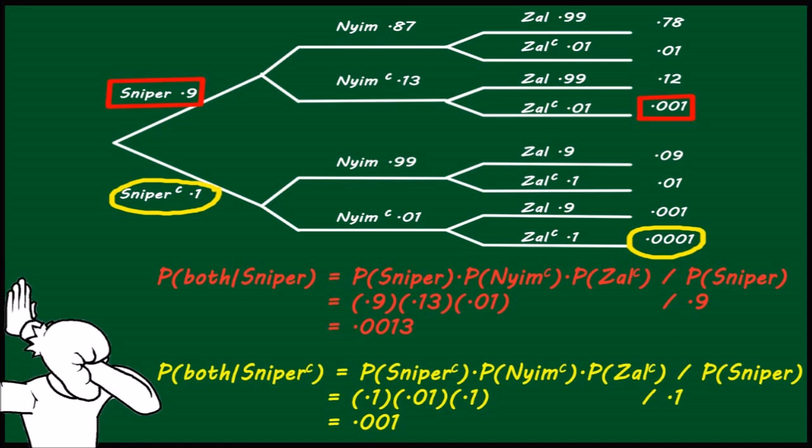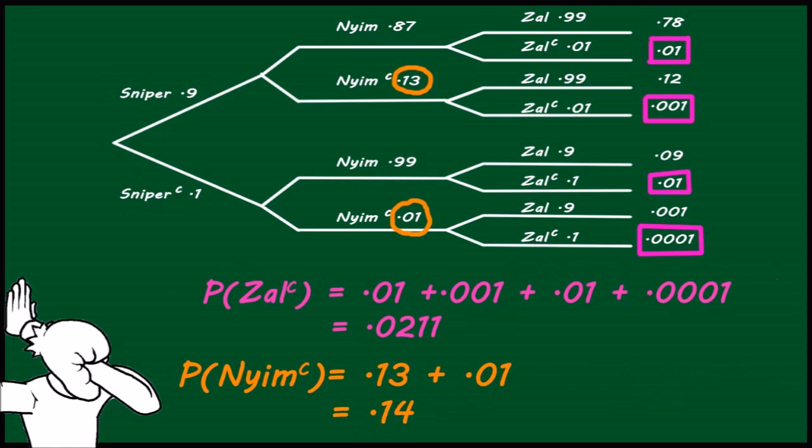I also tried other probabilities, such as given that Sniper's at his desk, the probability of both of us getting away is 0.0013, and that of when Sniper's roaming is 0.001. For me alone, the chance of not getting caught is extremely low, 0.00211, but you have a high chance of succeeding. Zal, you know it's 14%. Too risky, I'm telling ya.